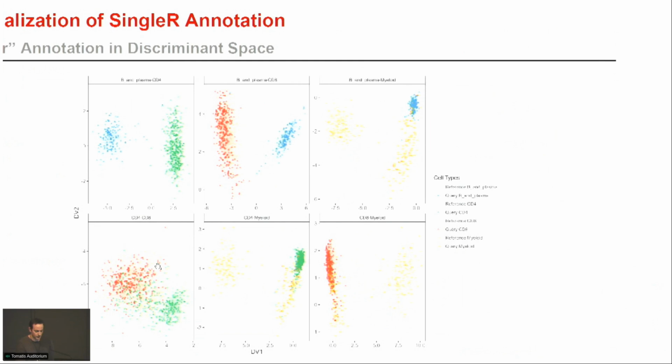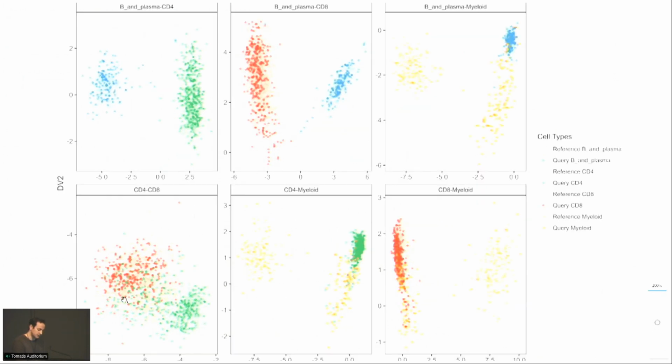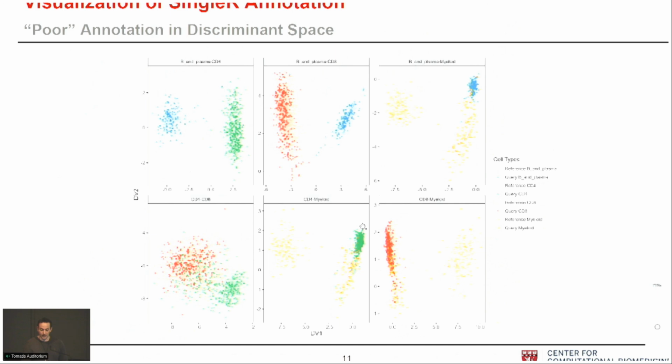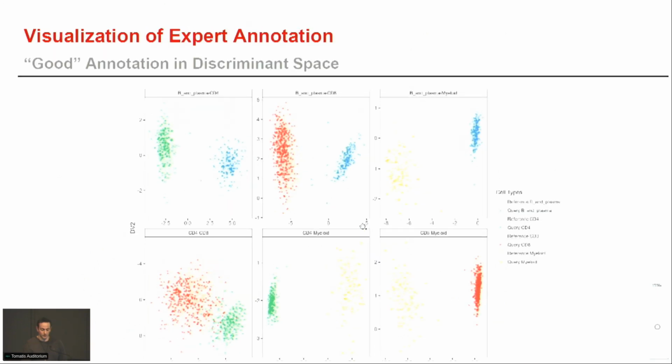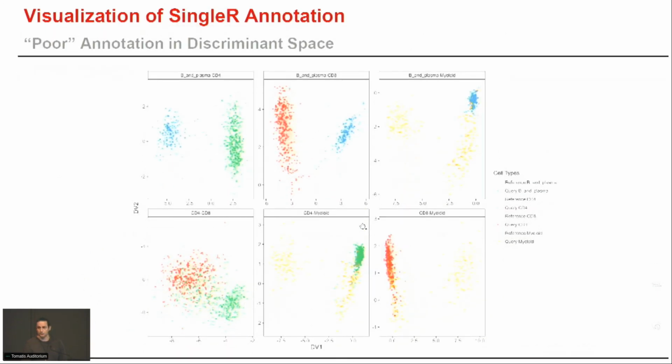Yep, and then if we look at CD4 versus CD8, it's a little hard to tell because there are so many cell types, but there's a bunch of query CD4 that fall onto where the reference CD8 is. So these are potentially where the misannotation occurred, right? Yeah, and then if you look at CD4 versus myeloid and CD8 versus myeloid, again, there's a bunch of strange things that seem to happen based on the annotation from SingleR.